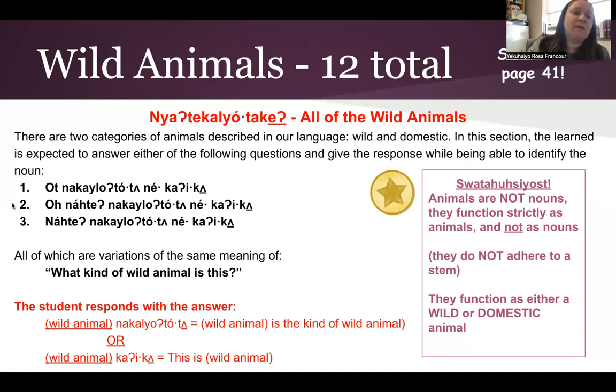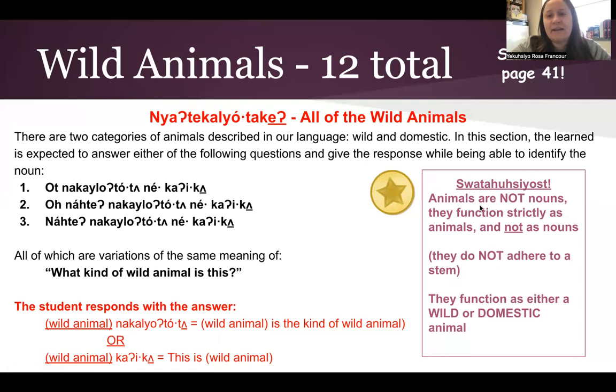Okay, so number one, two, and three, the question words are Ot Nagaliot Doda Ne Gaig. The second one says Oh Nate Nagaliot Doda Gaig. The third one says Nate Nagaliot Doda Gaig. They're all variations of the same meaning, which means what kind of wild animal is this? So the student responds with the answer, the name for the wild animal, and then Nagaliot Dod, which means this is the kind of wild animal. Or you could also say gaig or teeg, the wild animal, this is whatever.